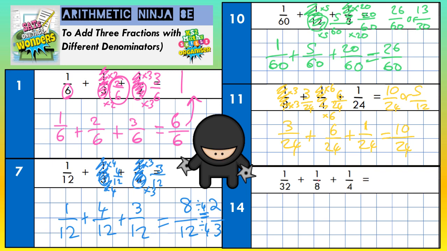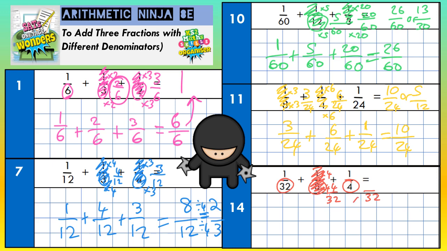Final question. Will 8 and 4 go into 32? Well, yes, they will. 8 goes into 32 4 times, 4 goes into 32 8 times. So we're going to turn them both into 32ths. To get from 8 to 32 times 4, so you do exactly the same on the top. 1 times 4 is 4, so that's 4/32. Scribble out the original one because you don't need that again.